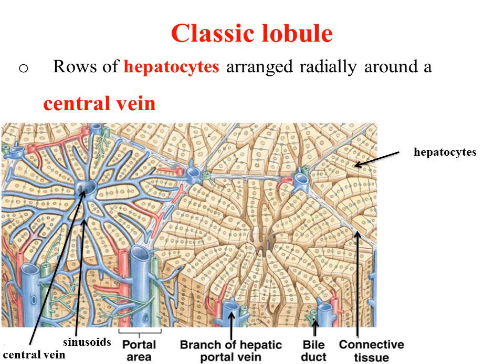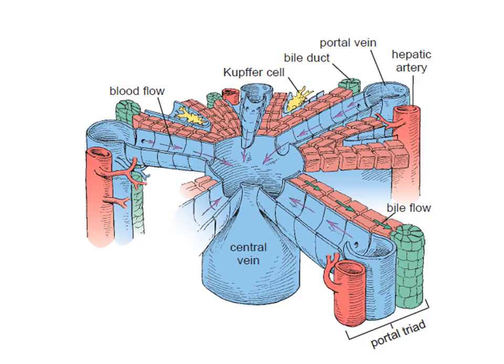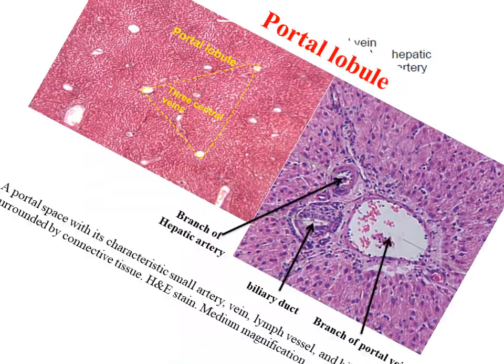It is very clear. You can see hepatocytes and liver sinusoid, the portal area, and the portal triad. You can see the portal vein, hepatic artery, and bile duct. Very clear. Here also the central vein, and you can see the hepatic artery, portal vein, and bile duct, and also Kupffer cells, the liver macrophages. The portal triad. This is a classical lobule.